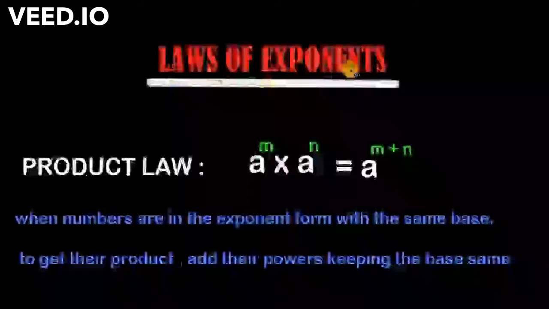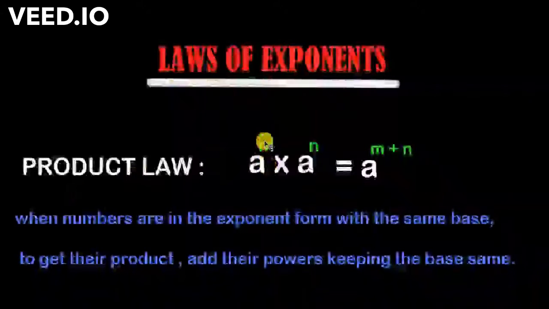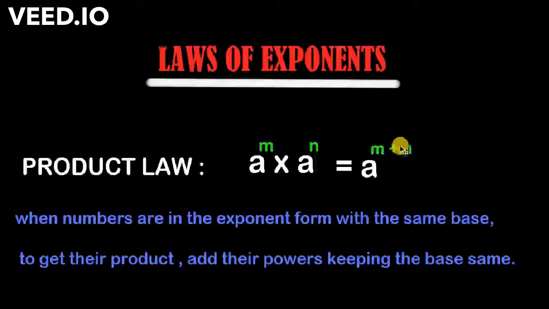Laws of exponents. Product law. a to the power of m into a to the power of n is equal to a to the power of m plus n. When numbers are in the exponent form with the same base, that is a, to get their product, that is to multiply, add their powers keeping the base same.